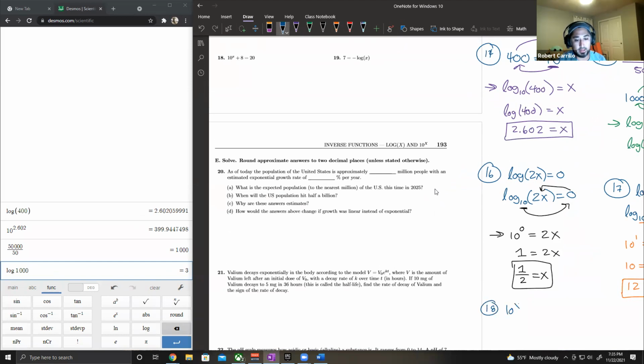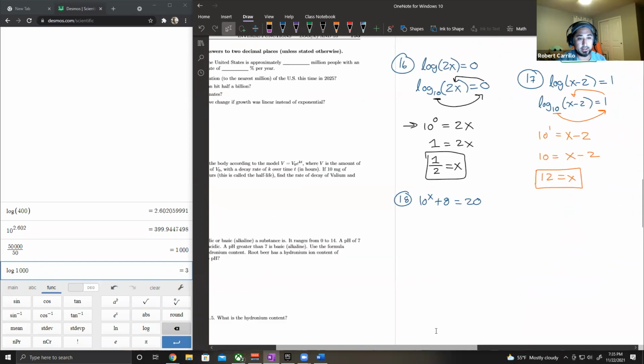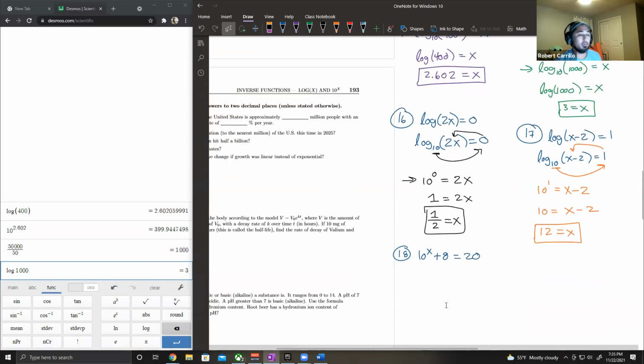18. 10 to the x plus 8 is equal to 20. For this one, it's going to be just like 14 and 15. We're going to have to convert from exponential to logarithm. But the first thing we want to move over is that 8. So we will subtract 8 to the right side, and that will give us 10 to the x equal to 12.